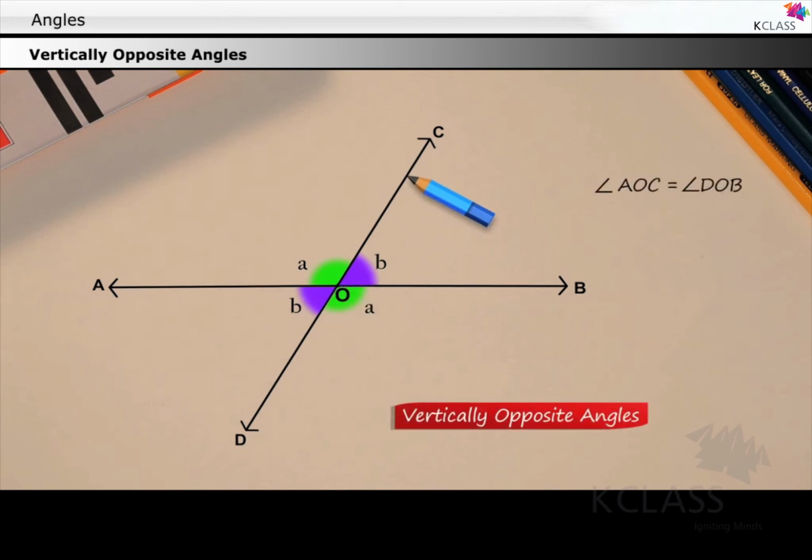Angle AOC and angle DOB are vertically opposite angles. Angle AOC is equal to angle DOB. Similarly, angle AOD and angle COB are vertically opposite angles. Angle AOD is equal to angle COB.